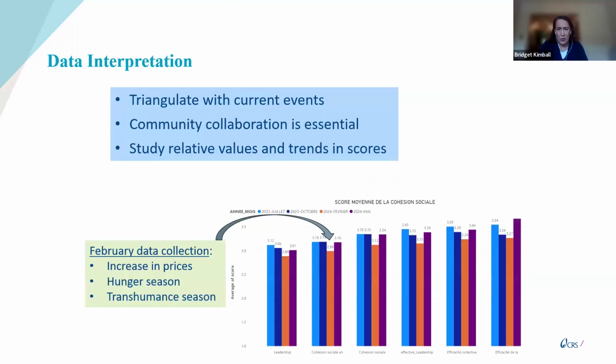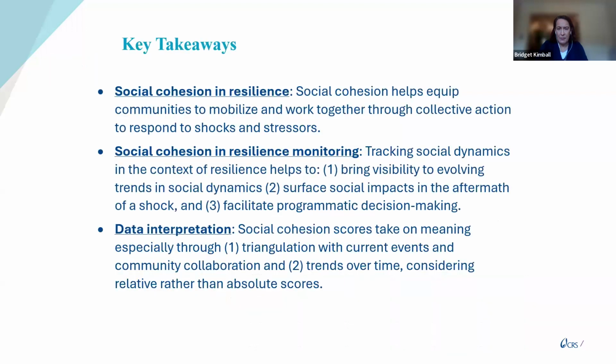The value of the social cohesion data comes when it's operationalized to inform programming. For instance, in this bar chart, we see the dip in February's social cohesion scores in the orange bar. By itself, the data don't tell us why the scores declined. It's through interpretation that we can try to discern the reasons. To do that, we triangulate what we know of current events and conditions in the area, and community collaboration is a critical part of that process.